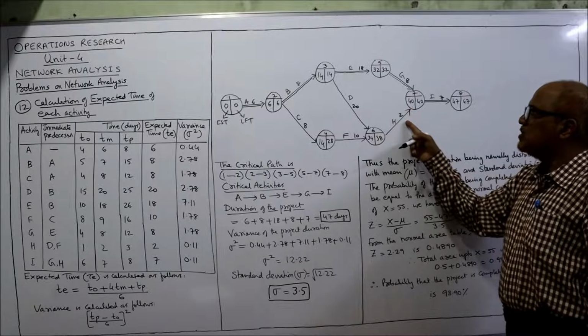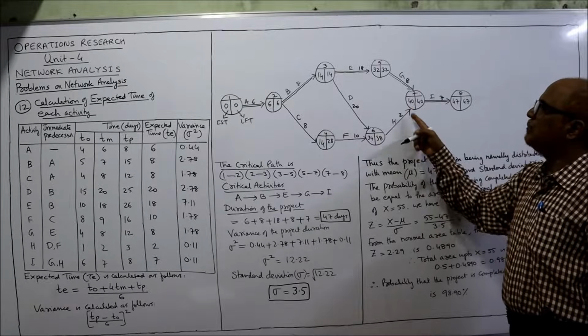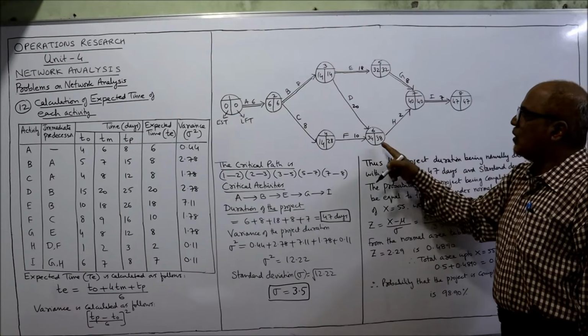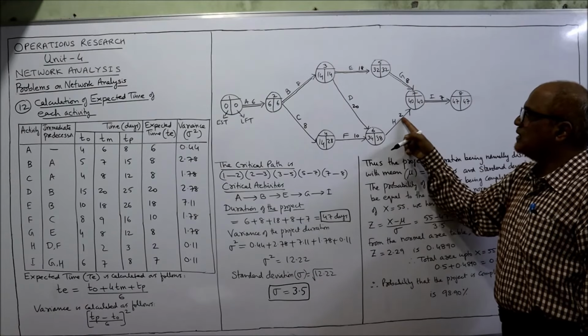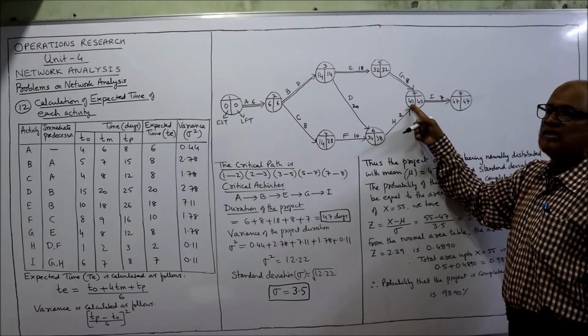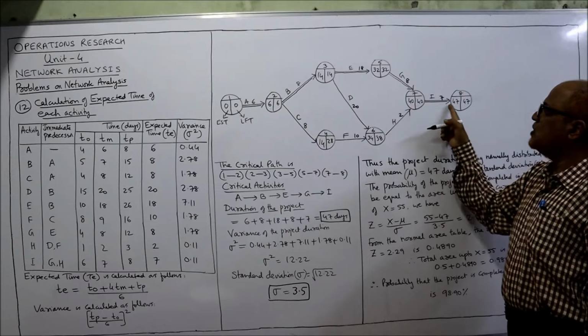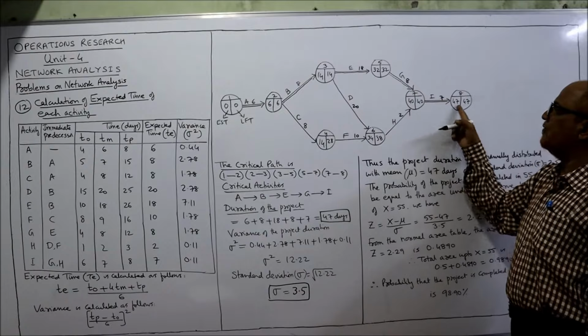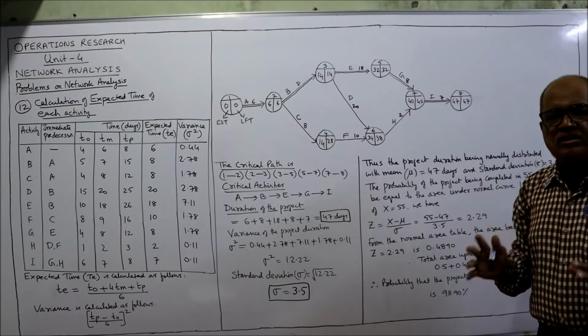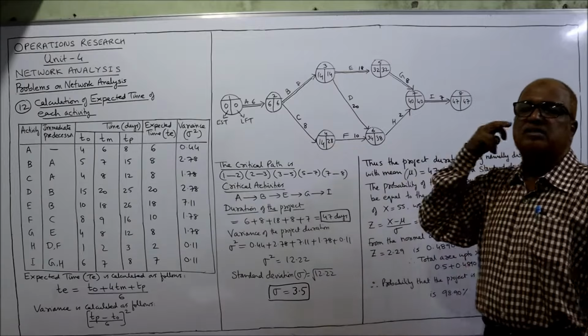Here two arrows are merging, so again we take the maximum. How much is 32 plus 8? 40. Or 34 plus 2, 36. 40 or 36, whichever is higher, 40 is higher. Then only one arrow is merging: 40 plus 7, 47. So we have calculated all EST values from the first event to the last event.